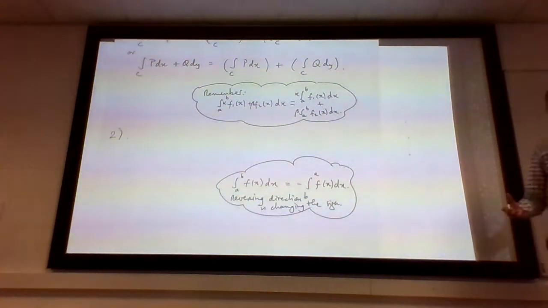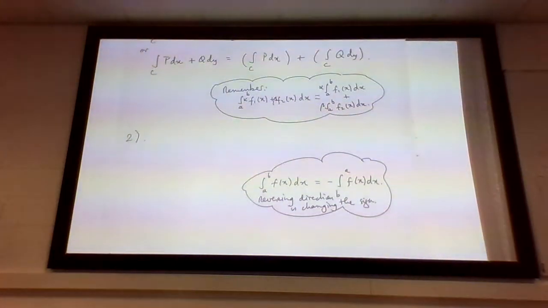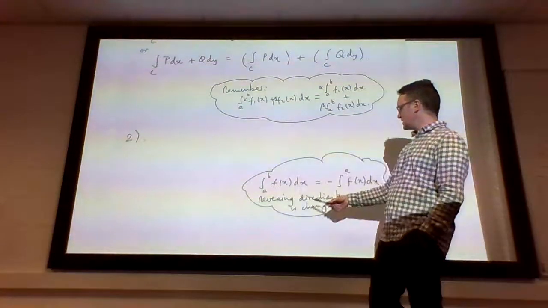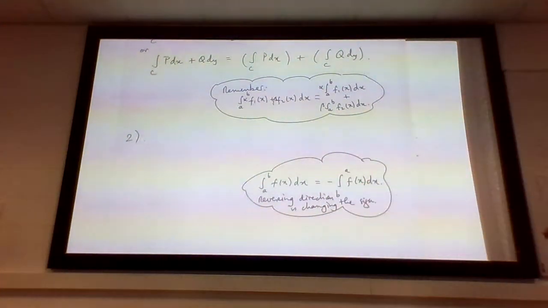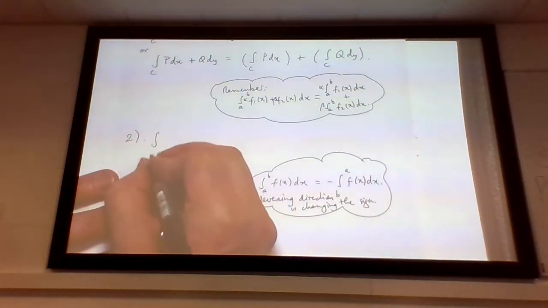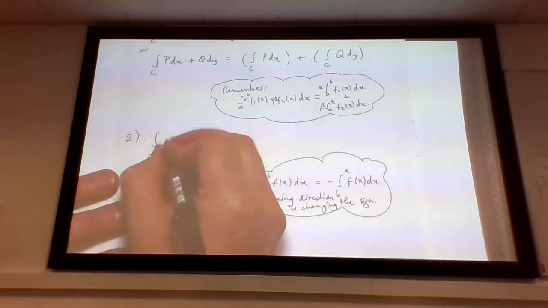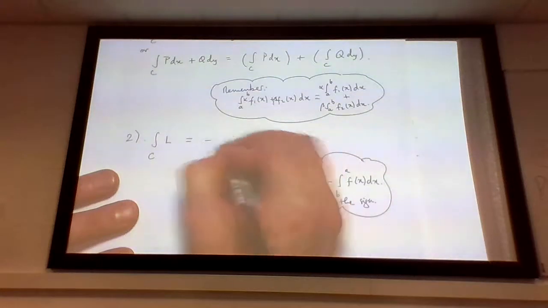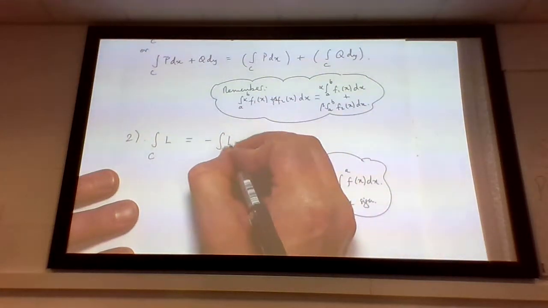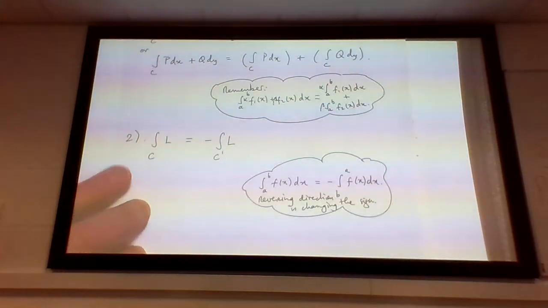And we have exactly the same property. We have exactly the same property for these new kind of integrals we're looking at. So this is reversing direction is changing the sign. We've got exactly the same property, but now we talk about the integral along a curve C of a linear differential form is the negative of the integral of the linear differential form along, let's say, C prime.